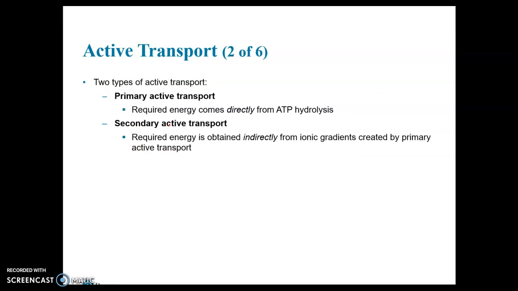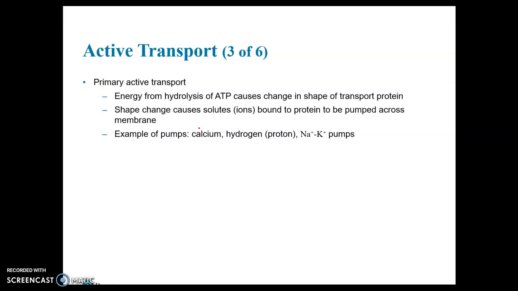There are two types of regular active transport. Before we get to vesicular transport, we're just going to talk about active transport in general. One is called primary active transport. The energy for primary active transport comes directly from ATP breakdown or ATP hydrolysis. And then there's secondary active transport. Secondary active transport uses primary active transport to create a concentration gradient, and then the energy is obtained from that concentration gradient. A lot of times it's easier to understand when you see examples illustrated for you.